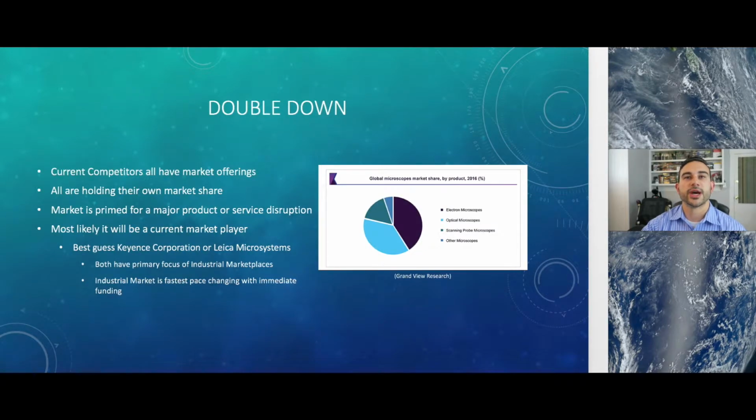You may ask yourself how the current market looks and who is primed to be the disruptor. Turns out that all major players, Keyence, Nikon, Olympus, Leica, Zeiss, and Hirox, all have their respective products and market share, but none have found that killer product to truly disrupt and dominate the market.